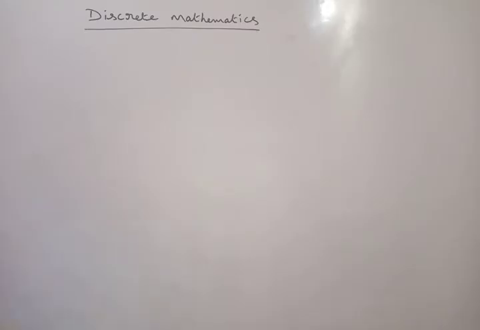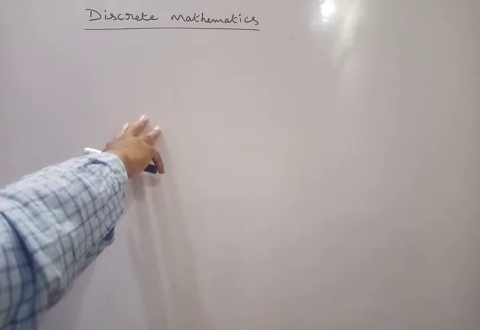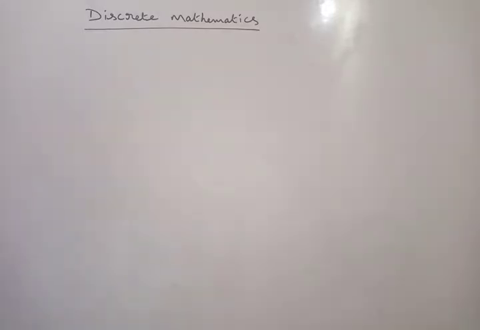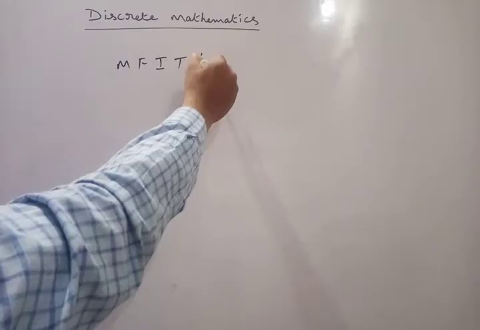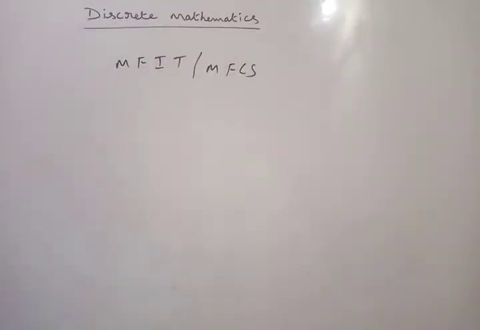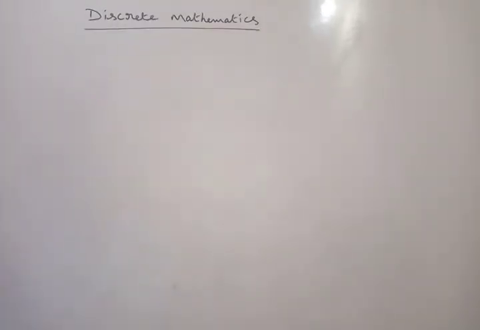And this paper is also called MFIT, Mathematical Foundation of Information Technology. And previously, this paper was called MFCS, Mathematical Foundation of Computer Science. Few topics are different, but almost 80 to 90% of the syllabus is the same for both universities. Discrete mathematics, MFIT and MFCS, these all three papers have the same syllabus. Now in discrete mathematics, what units do we have?